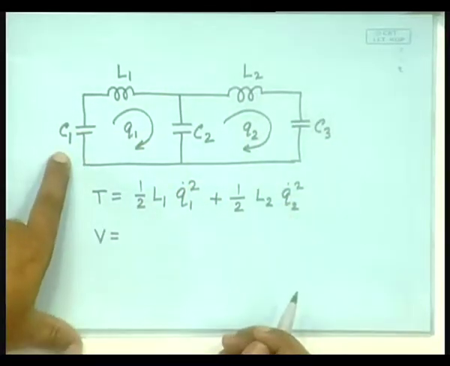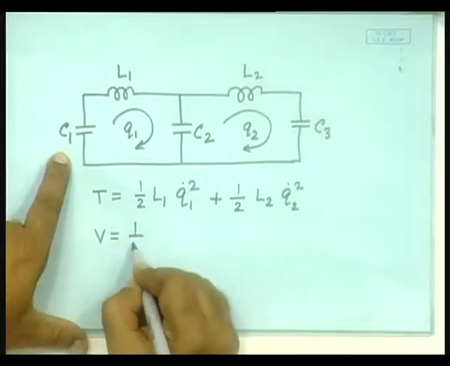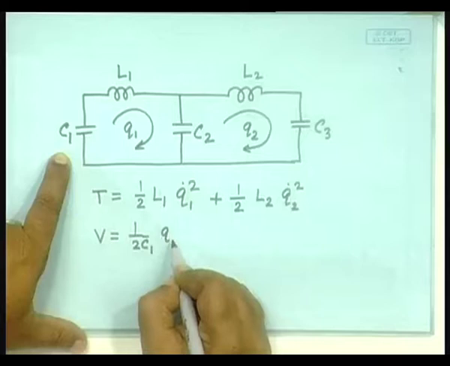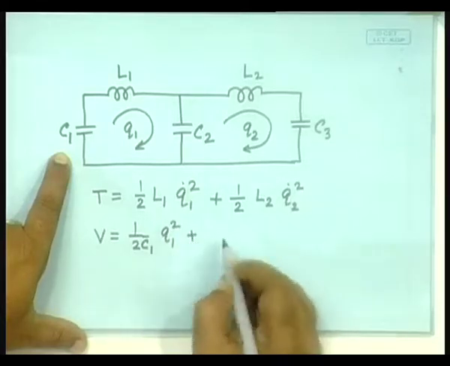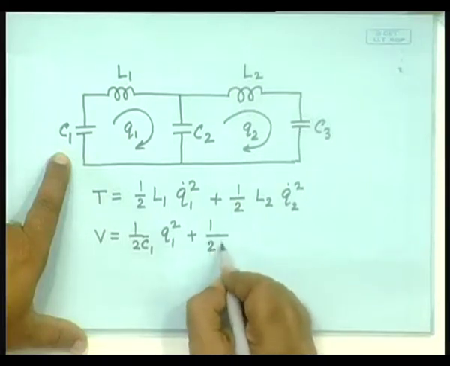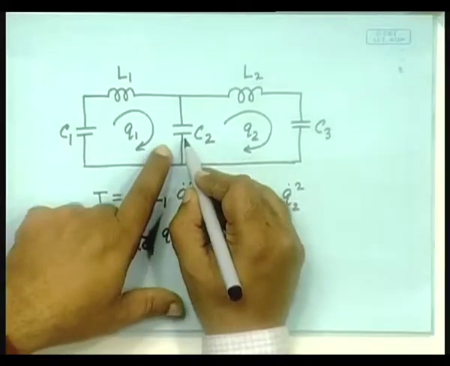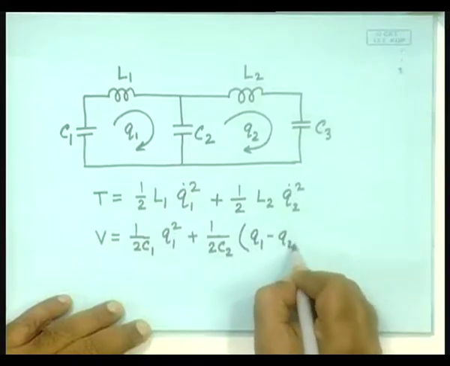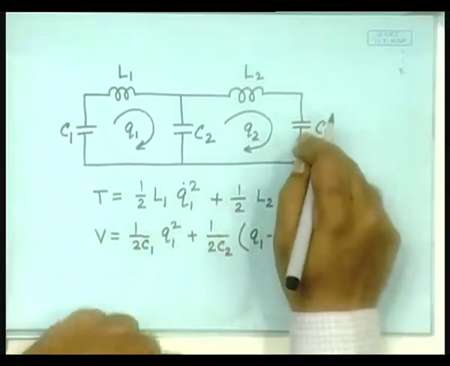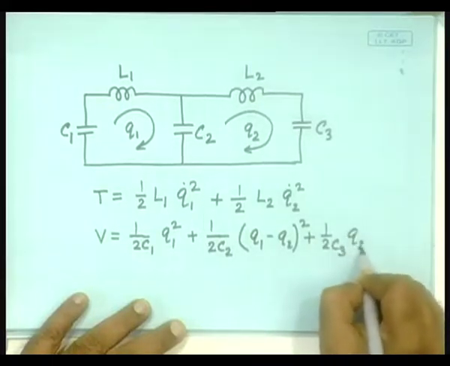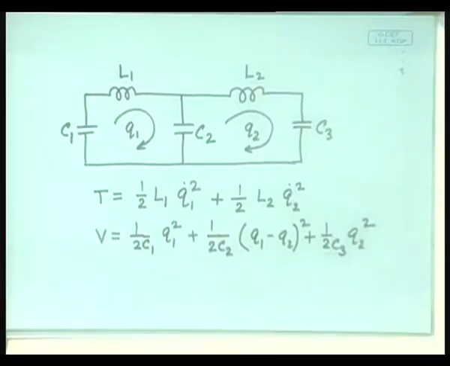How much is the energy here? 1 by 2 C1. Notice here the C is downstairs in the denominator. 1 by twice C1 into Q1 square plus 1 by twice C2. This fellow, how much is the charge flowing through this? Q1 minus Q2. Q1 minus Q2 square. How much is the energy stored here? 1 by 2 C3 Q2 square, right.